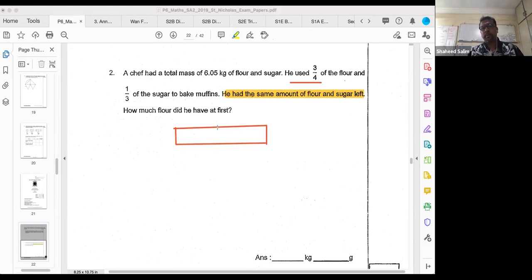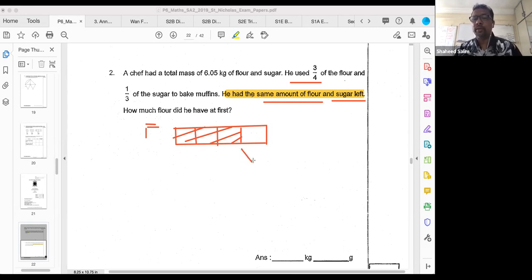Okay. Now there's 1, 2, 3, 4 units. This one is flour. And then you use 3/4, you know. How much is left? What is left is 1/4. But they say same amount of flour and sugar left. Means sugar also have this amount. You must first be able to see this now. Sugar also have this amount. Do you understand this part? This is the amount left. You all agree? You understand?